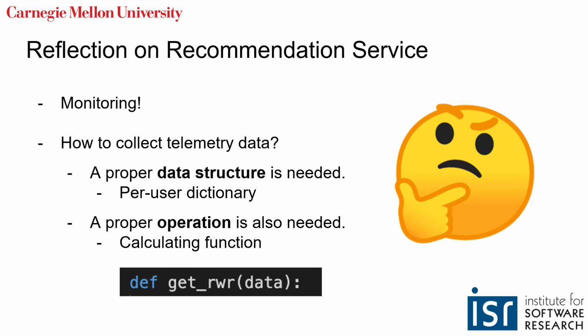It was also an issue to accumulate telemetry data accordingly. In order to accumulate data, we needed a properly defined data structure and an operation to use that data structure. So we defined a per-user directory and collected data in that structure. And then we defined a corresponding operation to extract the RWR score from that. Summing up, it was quite challenging, but we were glad to finish the monitoring part with a full score.